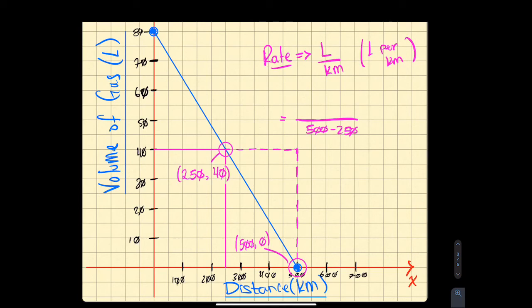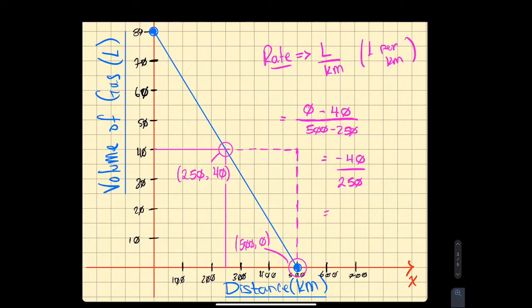And for the other one, where's the y coordinate? We need to figure out how many liters we're losing in between that time. Well, we're ending off with 0 liters, and over here we had 40 liters. So 0 liters minus 40 liters is just negative 40, and 500 minus 250 is just 250.